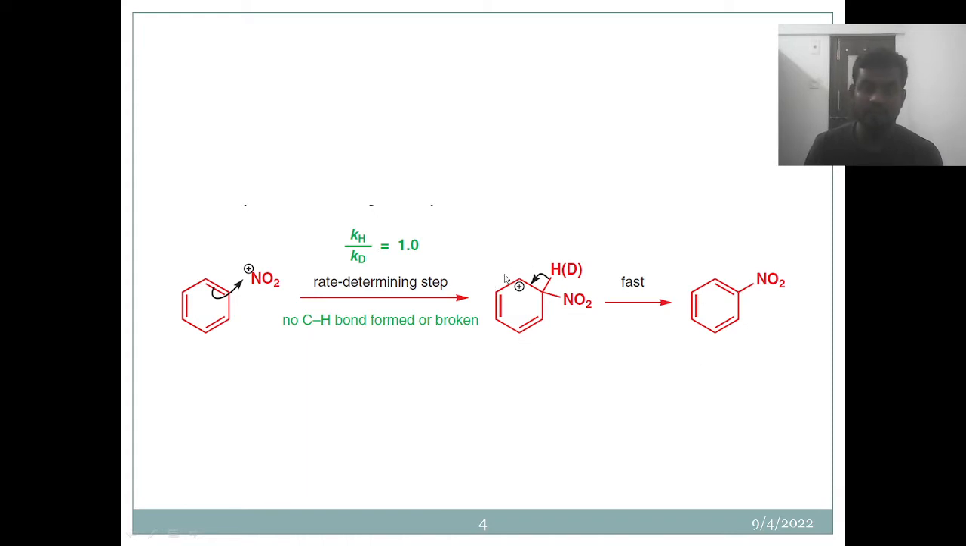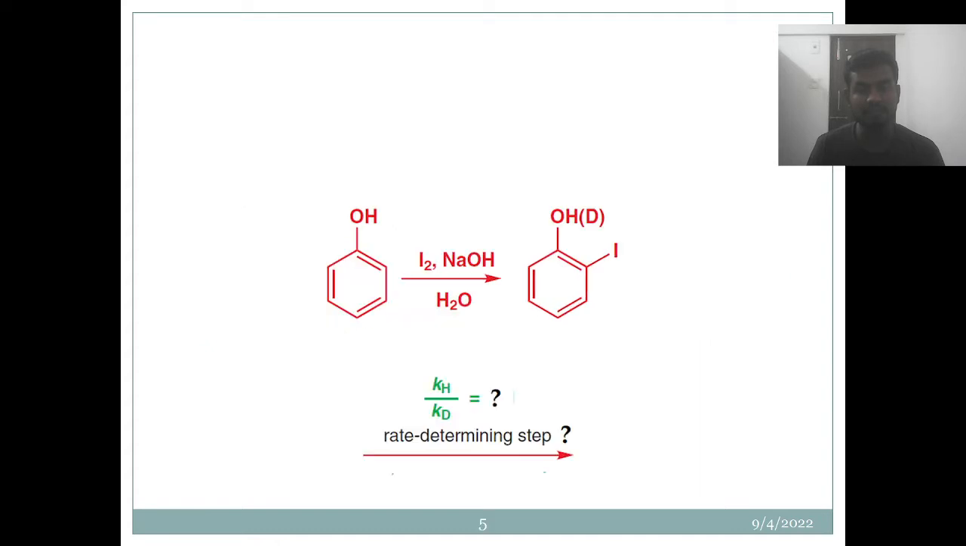There can be a question: in the second step there is some involvement of the C-H and C-D bond, so why is it not affecting the rate value? The main part is the rate determining step. There may be some effect, but the majority contributes from this factor. If that is done, then the rest doesn't matter. So overall, if it doesn't matter whether it is hydrogen or deuterium, we get a kH by kT value of 1. Now I have a question for you, and I will give some time to think about it.